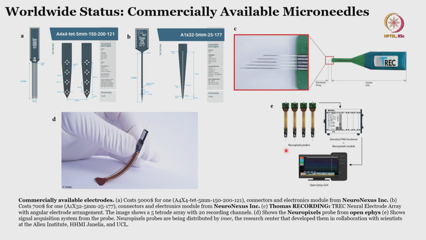So if you look at the commercially available electrodes, it costs about $5,000 for one A4x4 TET 5mm 150, 200, 121 with connectors and electronics only from Neuronics Incorporation. This one is costing how much? $5,000. Now if you go for B, which is this one, it will cost some $700. Then if you go for the C one, it is from Themos Recording. There is a track neural recording array. Then there are NeuroPixels probes distributed by IMEC.